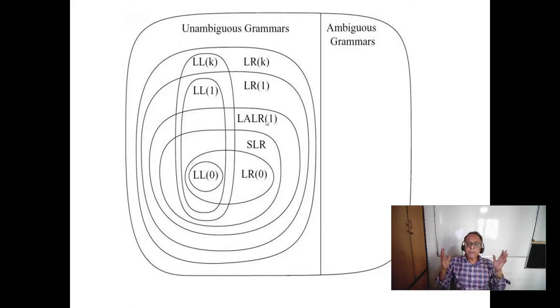But here you can always ask a question: top down means if you are going for LL1, you are going from the left side, and bottom up is LR1. You try to find a rule so that we can go to the top. So that is LR1. Can we not start from the very middle or anywhere? Yes, you can do this.